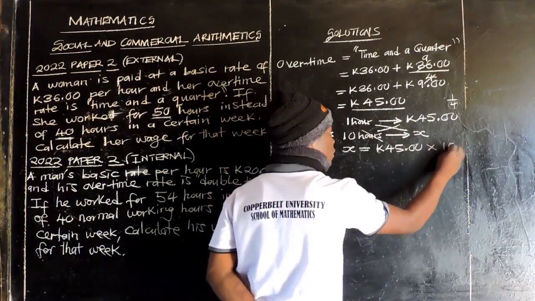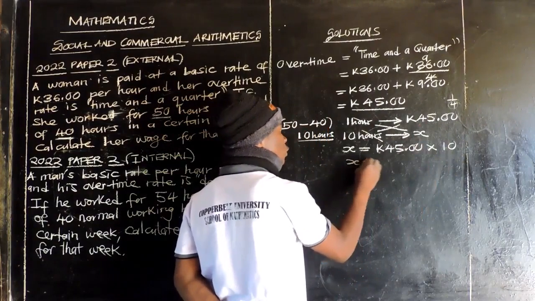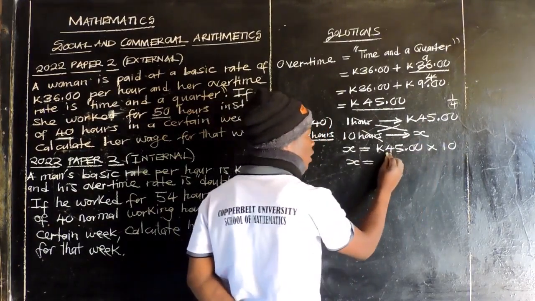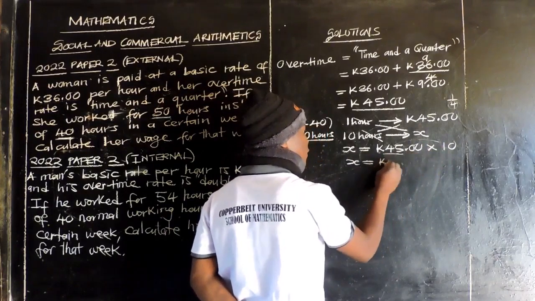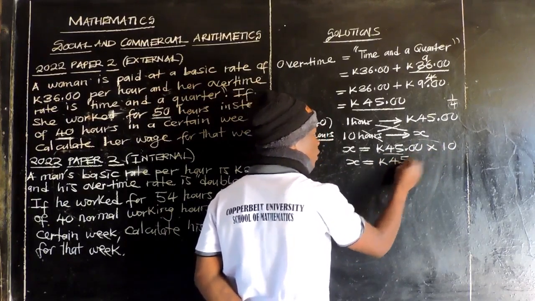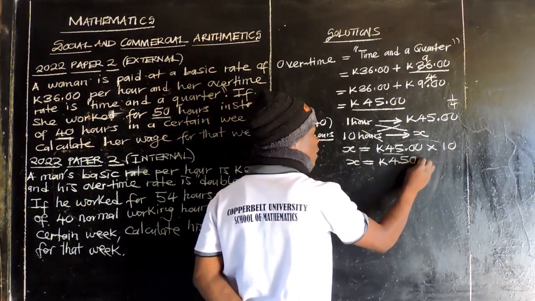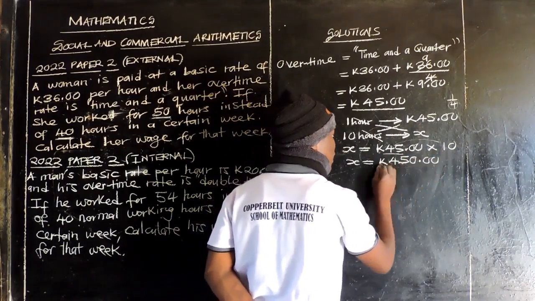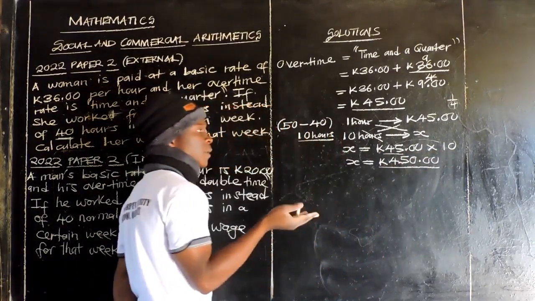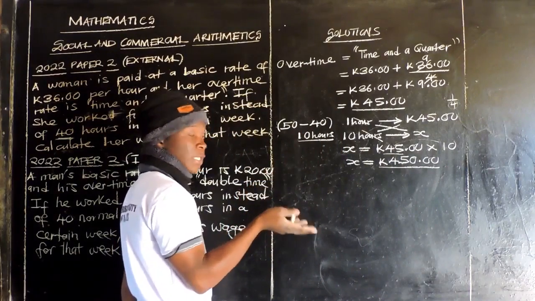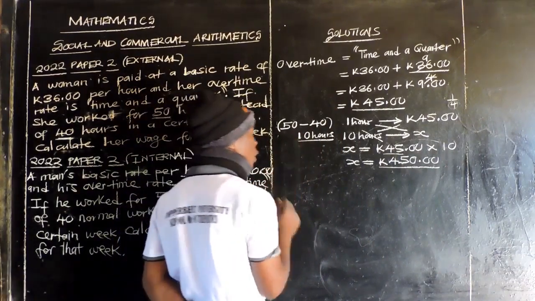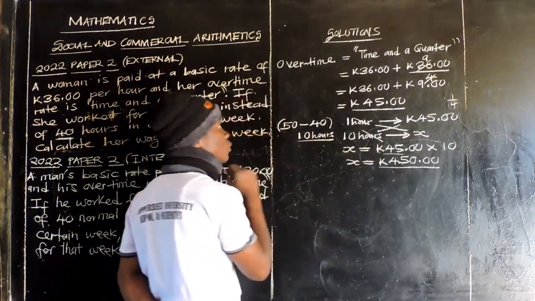Now are you clear people? Yes. So in this case we just say is equal to, here just multiply. 45 times 1, you get what? You get 45. Then you have this 0. So this one becomes 450. So 450 people, this is our overtime. This is our overtime, right? Yes. Okay? So now, after finding the overtime, we need to find the what now?